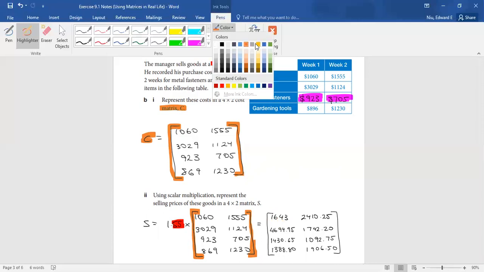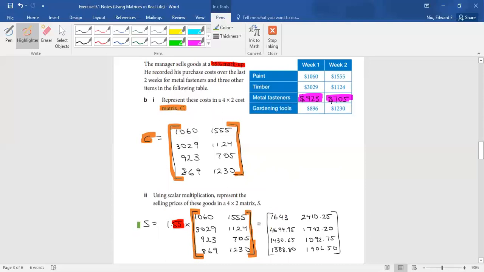Let's give this matrix a new color. We'll give it this weird green. Okay, so that's matrix S. I know, a lot of matrices, right?